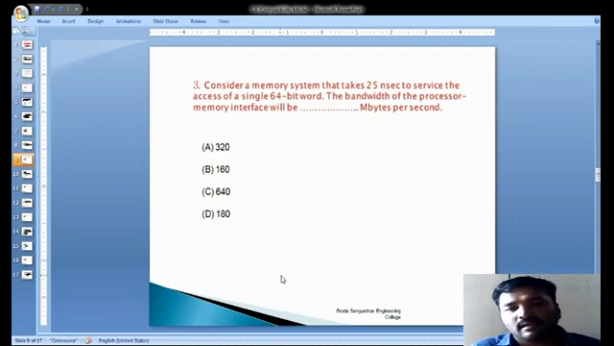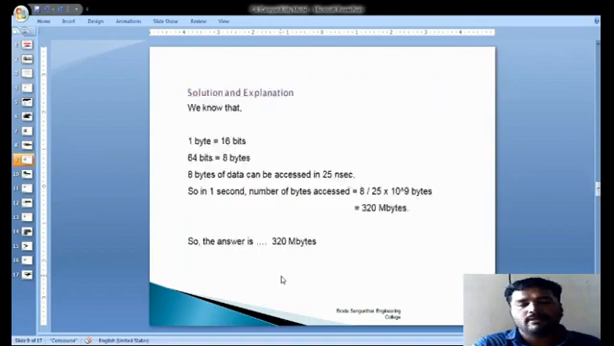So what they are asking is: what is the bandwidth of the processor memory? That is mentioned in terms of megabytes per second. We'll look into the answer. So 1 byte we will consider as 16 bits. So 64 bits is equal to 8 bytes. So 8 bytes of data can be accessed in 25 seconds. That is what they have given.